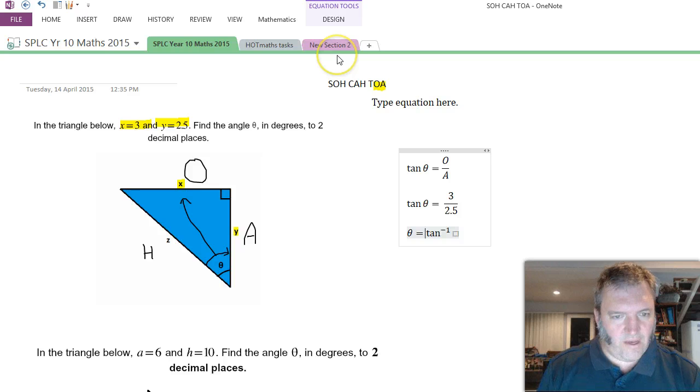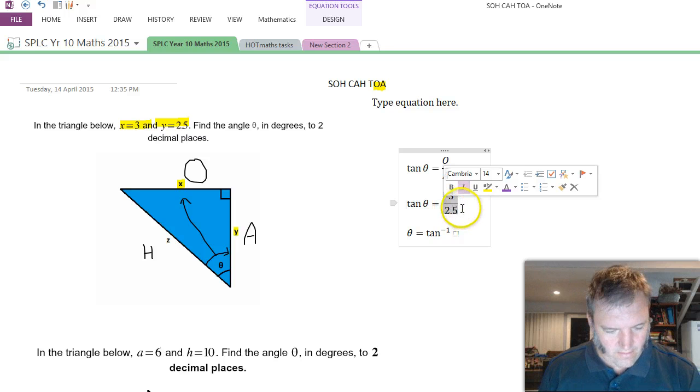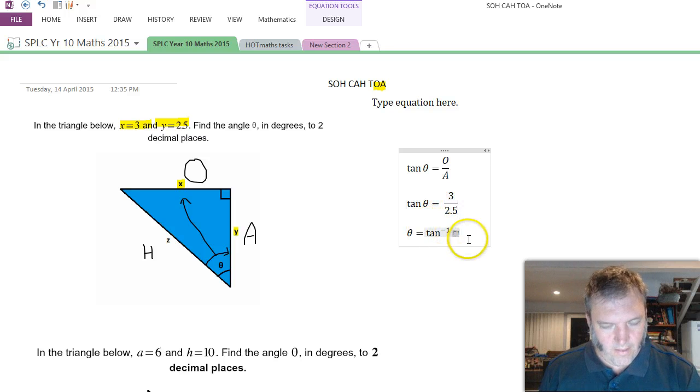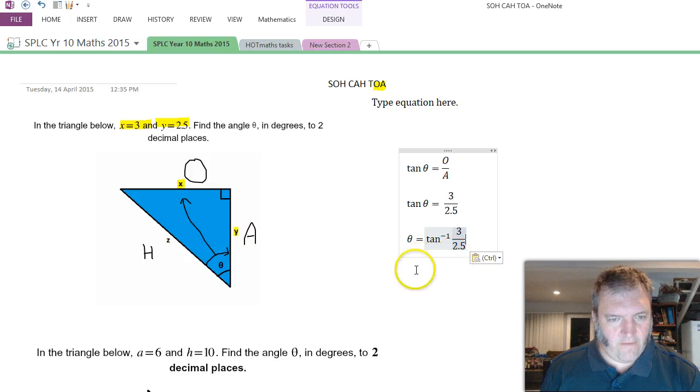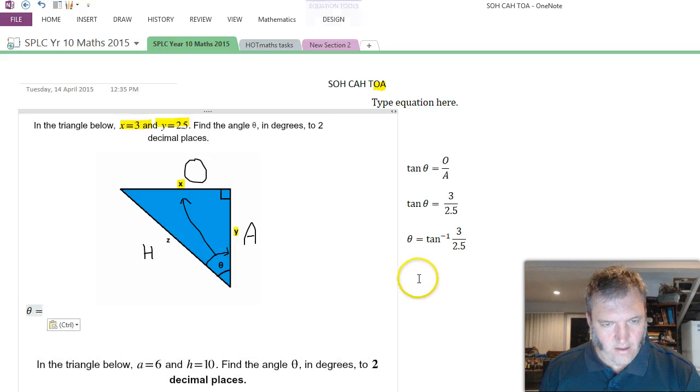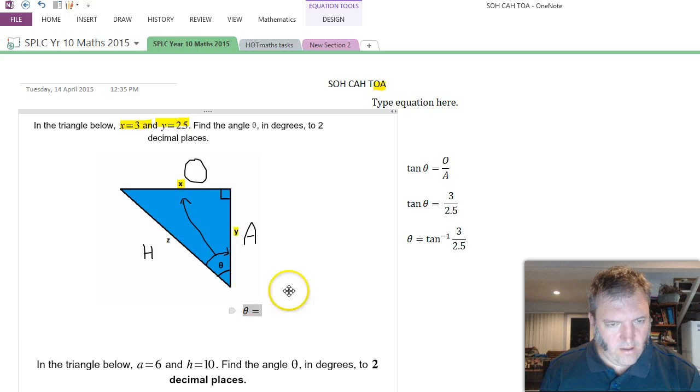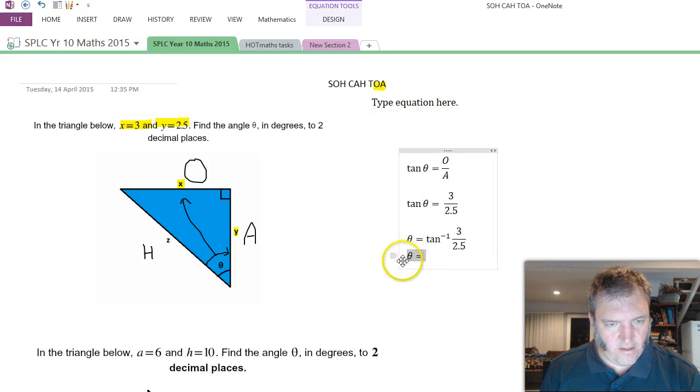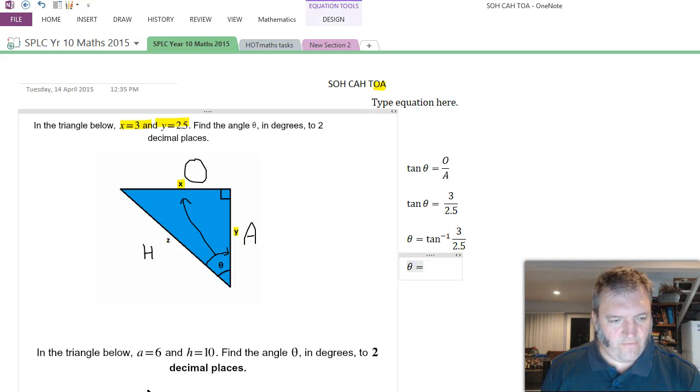Theta, the value that we calculated, equals the arctan of, let's just copy that fraction, 3 over 2.5. Copy that. What are you doing way over there? How disobedient. So theta will equal arctan of 3 over 2.5.